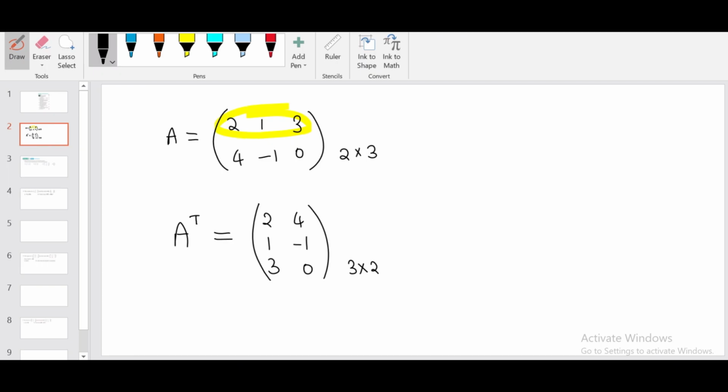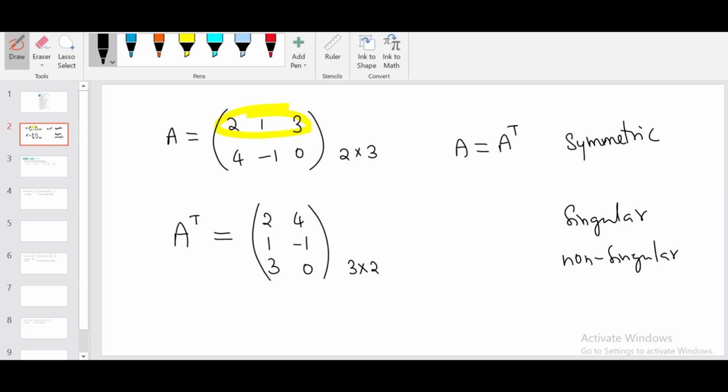You can write the transpose for any matrix. Just take all the rows and write it as columns. Understand? Now if a matrix and the transpose matrix are same, we call it symmetric matrix. Not to be confused with singular matrix. You know what is a singular matrix? Do you remember? Singular and non-singular? Yeah, the determinant is 0. Yes, determinant of A is 0, we call it singular. If it is not equal to 0, it's non-singular matrix.